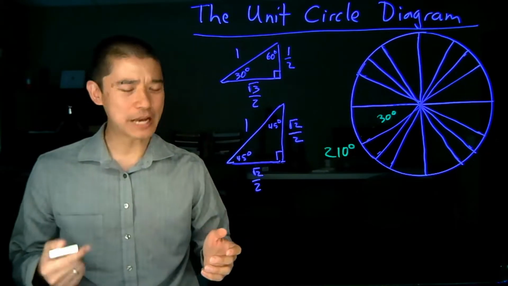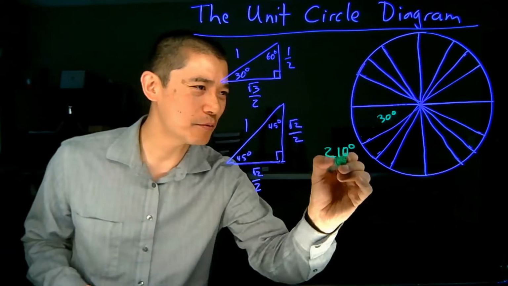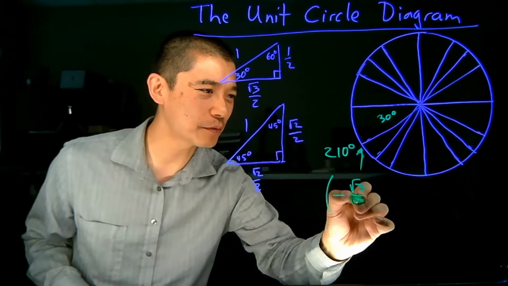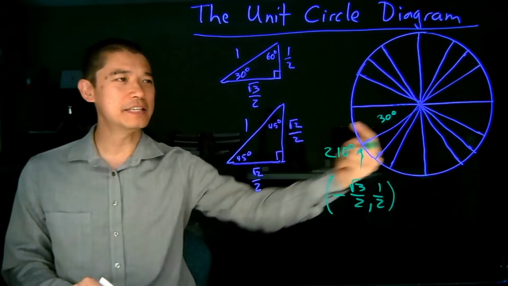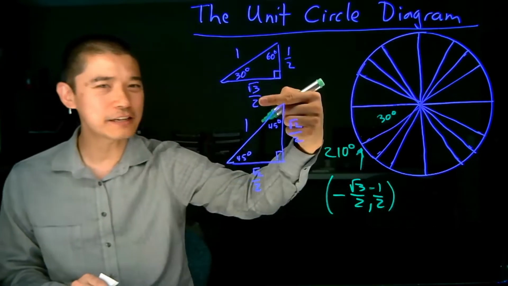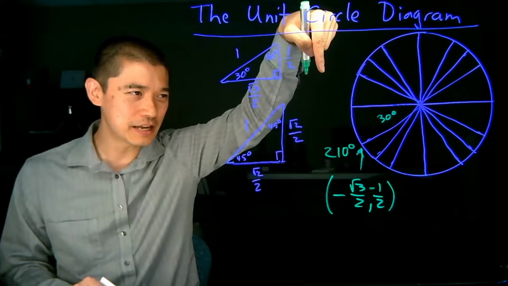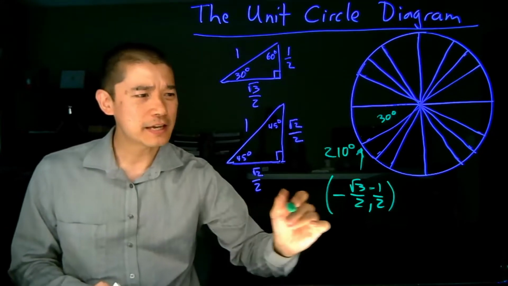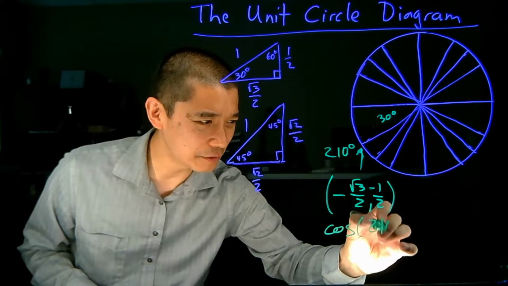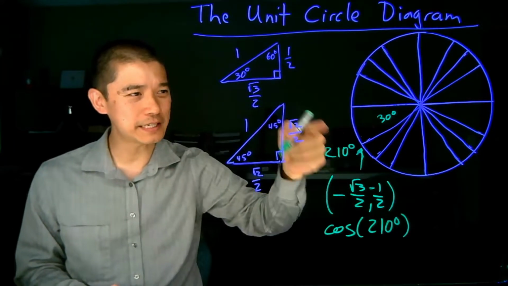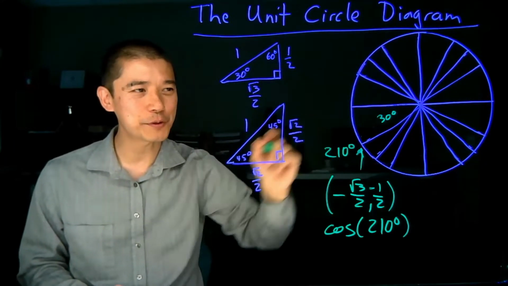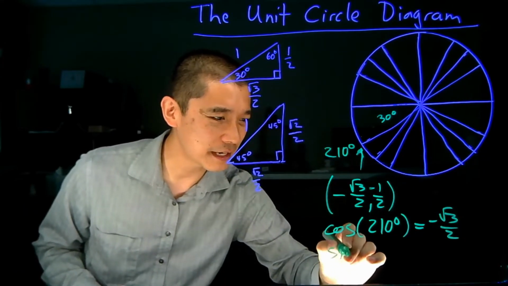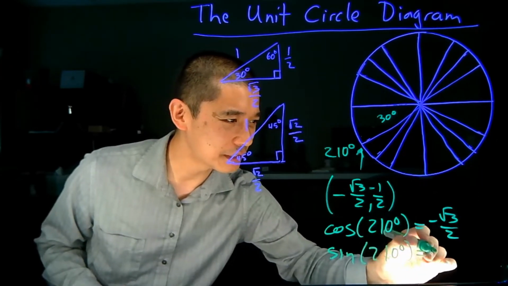And so from this, we actually know the coordinates of this point. This point has coordinates negative square root of 3 over 2, comma negative 1/2. Negative because we're going in the negative x direction, and the negative y direction as well, so negative, negative. What this means then is that cosine of 210 degrees is the x-coordinate on the unit circle corresponding to the angle 210 degrees. This is negative square root of 3 over 2, and sine of 210 degrees is negative 1/2.